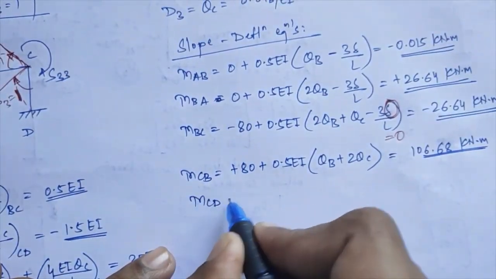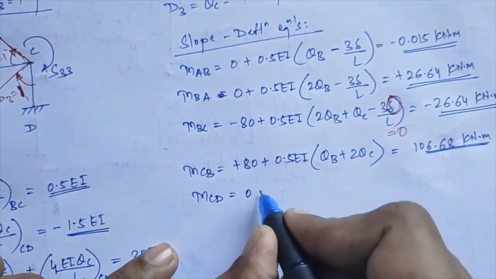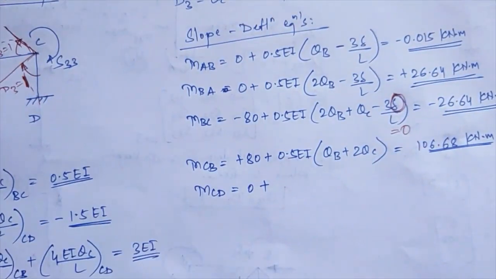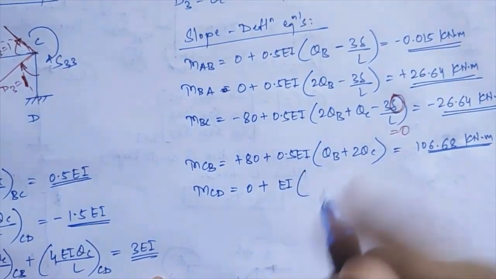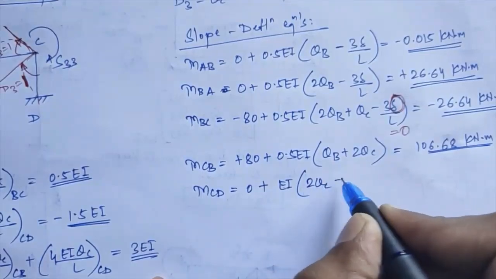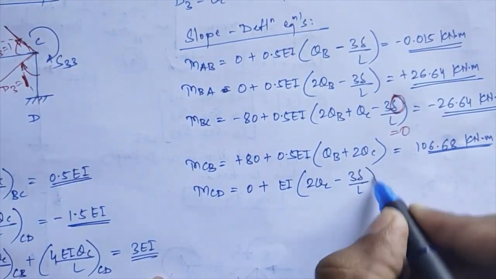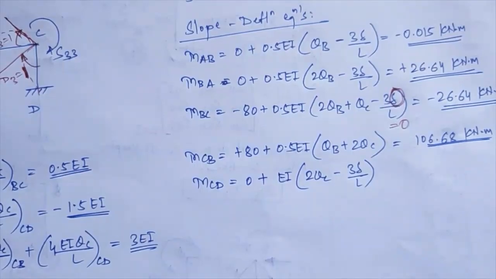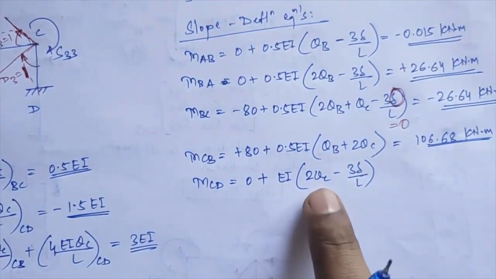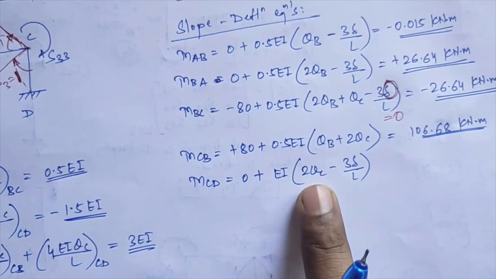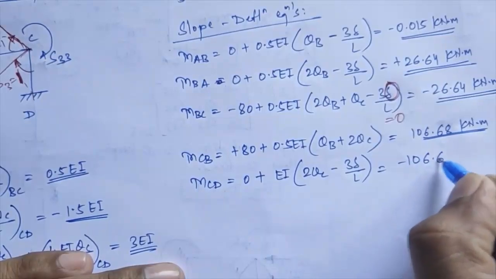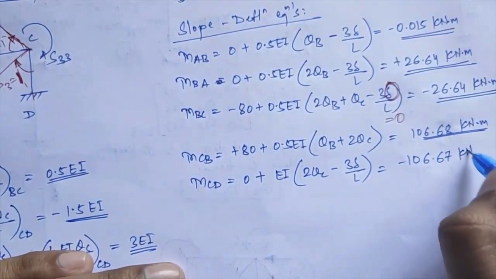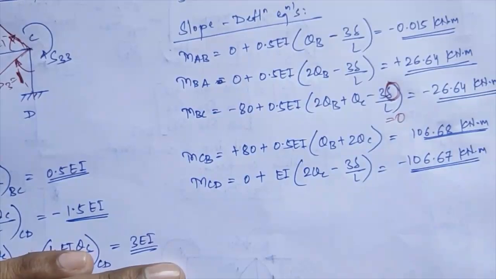Okay, next is your MCD, that is MFCD, again 0 plus 2 EI upon L. L for CD is your 2 meter. So 2 by 2 will become 1 EI in bracket 2 times theta C minus 3 delta upon L. Theta D will be 0 here. Why? Because your D is a fixed support. So for a fixed support your theta D will be 0. So I am getting this as minus 106.67 kilonewton meter.